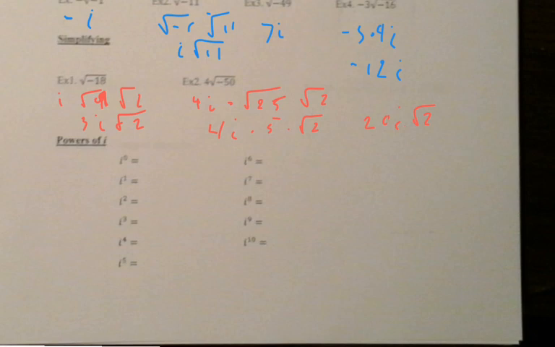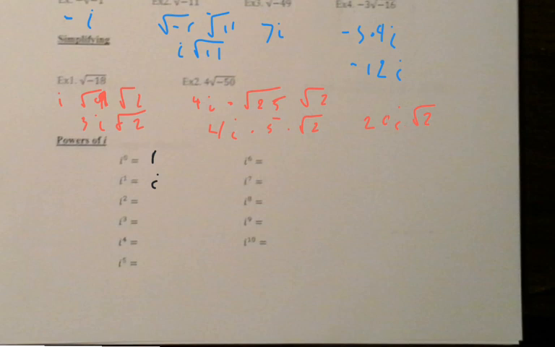Alright, let's look at the powers of i. i to the 0, we know anything to the 0 power is 1. That's just by laws of exponents. Anything to the 0 power is always 1. i to the first, well, we know anything to the first power is always itself, so i to the first is i.